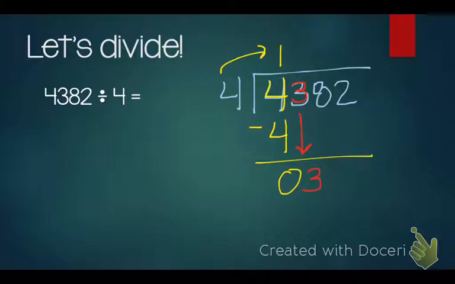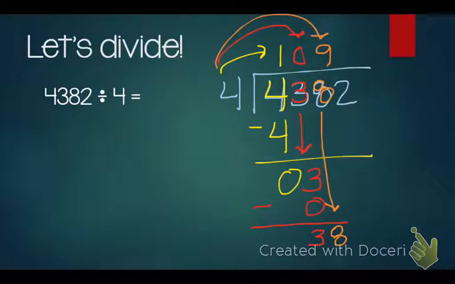4 does not go into 3, but we still have to leave a placeholder. So if 3 cannot be divided by 4, we're going to just put 0 here. 4 times 0 is 0, so I'm still going to subtract that, which leaves me with 3. Then I'm going to move to the next number, 8. 4 goes into 38 9 times. 4 times 9 is 36. 38 minus 36 gives me 2.